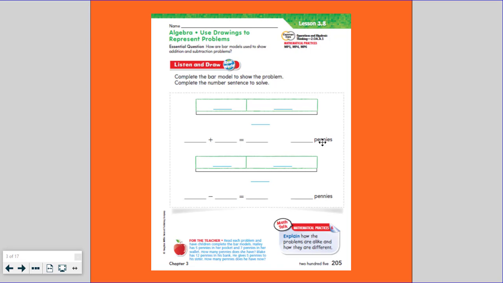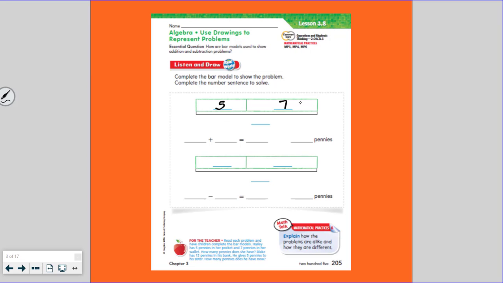Alright, so here we go. Let's go over it. So what did I write in the two bars? If you notice, one of the bars is larger than the other. That's because the larger number, which was 7, goes in the larger bar, and the smaller number, which was 5, goes in the smaller bar.